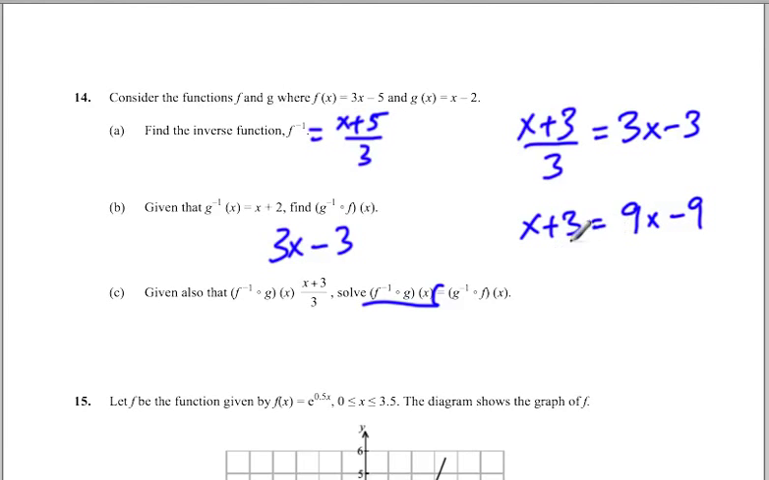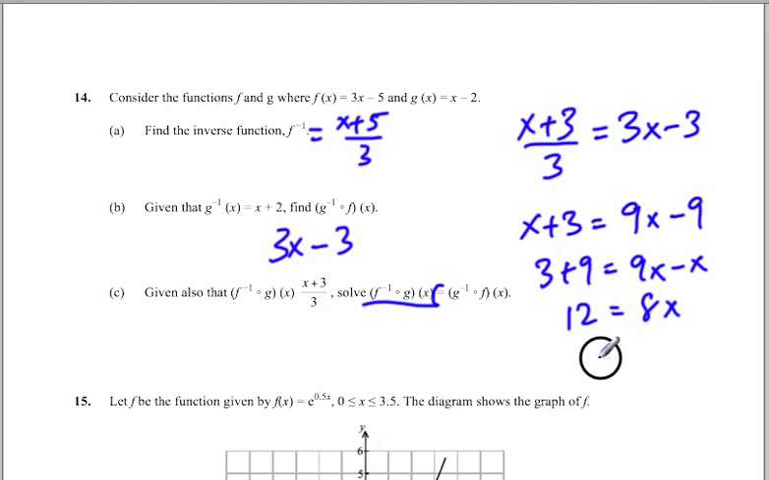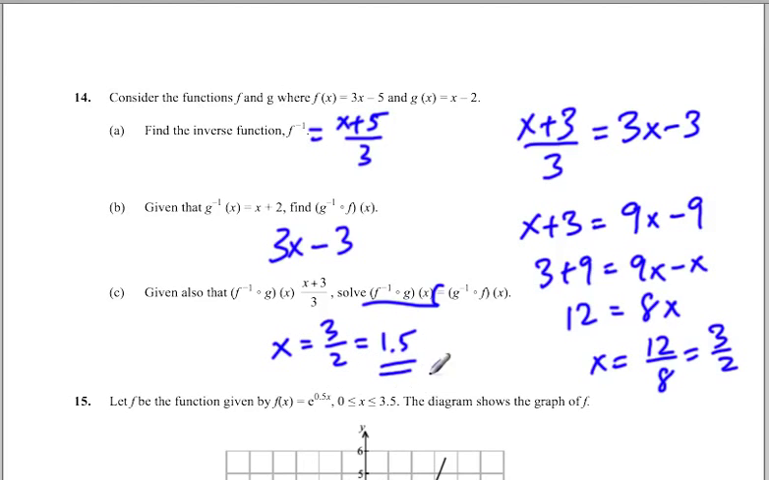Then just get all the variables to one side and the constants to the other. So 3 plus 9 is equal to 9x minus x. So 12 is equal to 8x, so x is equal to 12 divided by 8. If you divide by 4 on both of these, it's 3 over 2. So x is equal to 3 over 2, or if you want to write it as a decimal, that's 1.5. So that's the solution for C for this one.